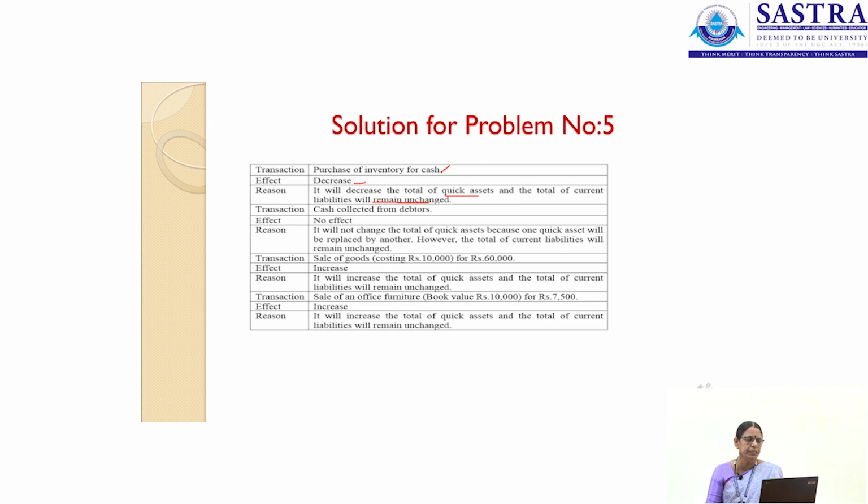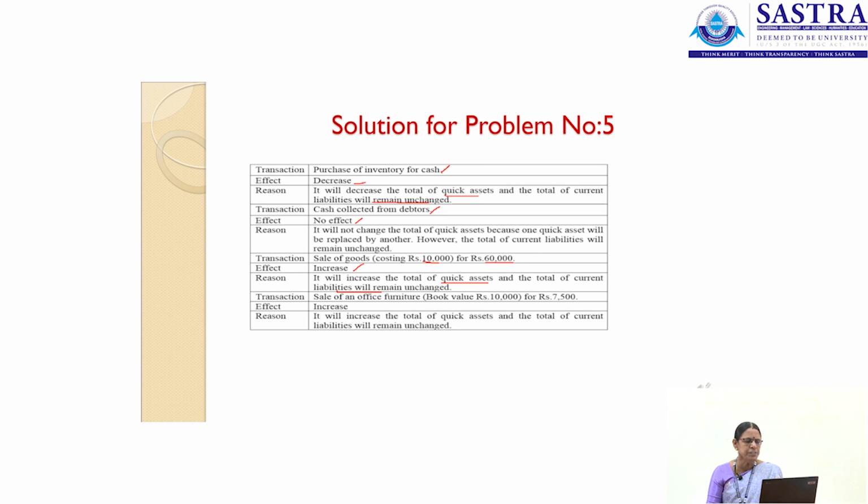Then cash collected from debtors. This will have an impact over the cash and debtors, which are components of your quick assets. Cash will increase and debtors will decrease by the same amount. So we don't have any impact over the quick ratio. Then sale of goods costing rupees 10,000 sold for 60,000 rupees. So we have a profit of 50,000 rupees. This will increase your quick assets because the cash will increase and total current liabilities will remain unchanged. So your numerator will increase and your denominator remains unchanged. We have an increase in the quick ratio.